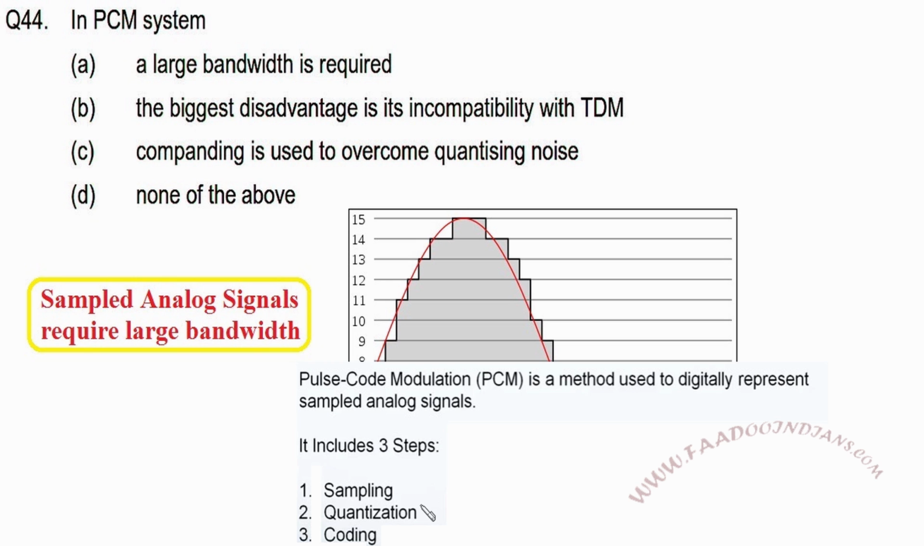And the steps are first sampling, then quantization, then coding. So the higher the number of samples, the higher the quality of conversion. So therefore, we need high bandwidth. The quality of PCM is directly proportional to a large bandwidth.